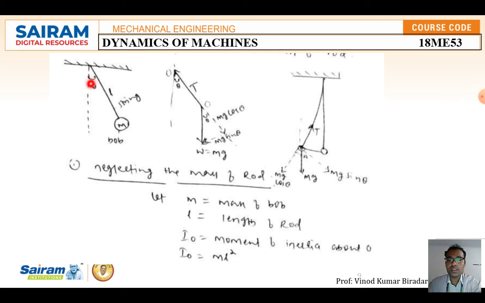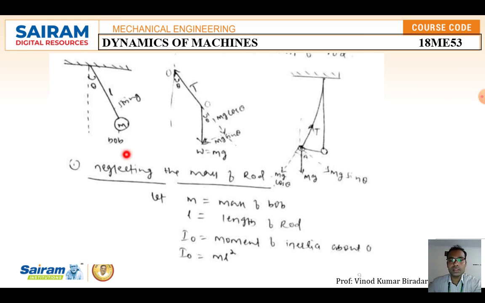Once you disturb it, there are three forces acting on it. That is the weight, mg, the gravitational force, and along the direction, mg sin θ, and one more, mg cos θ. A triangle is formed, so I have shown the diagram on this side.